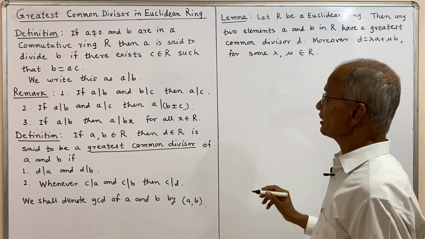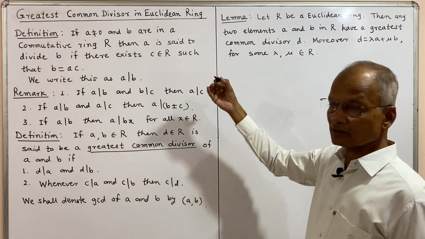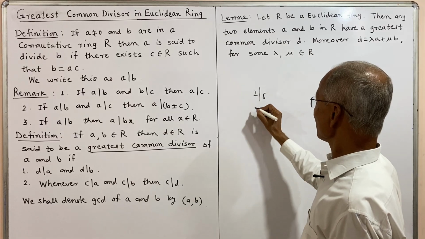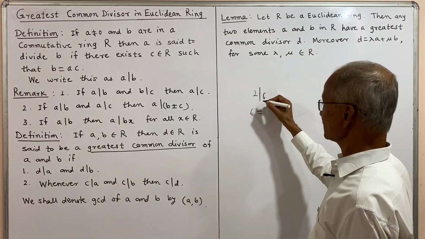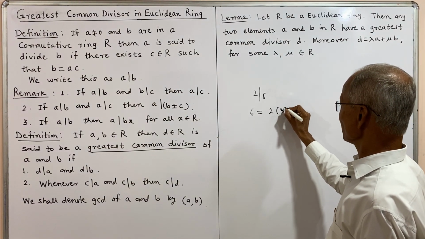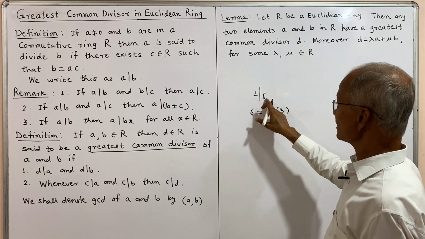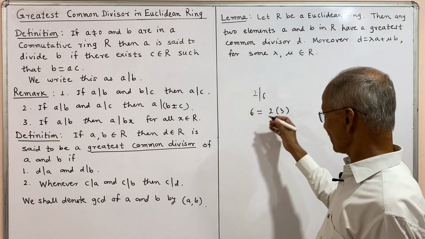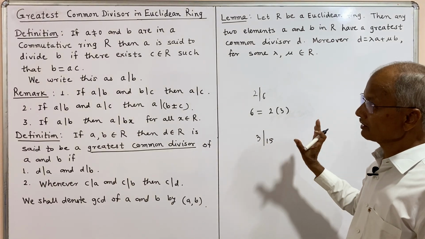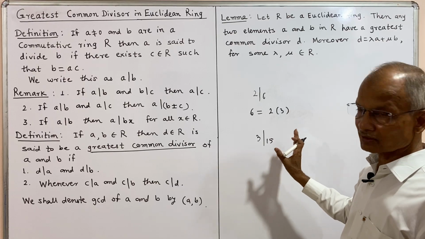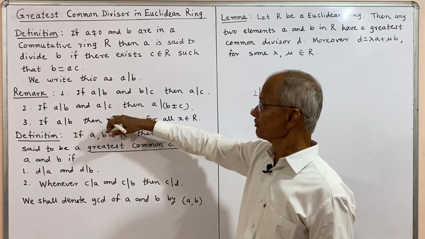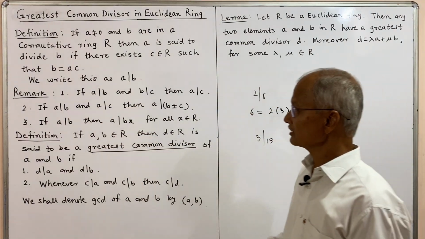For example, in number theory, in the set of integers, we can say 2 divides 6, because there exists an integer C as 3, and we can write 6 as 2 into 3. So therefore 2 is a divisor of 6. Similarly, 3 divides 15, etc. We know this relation in number theory, that means taking integers. And these are some simple results. We have written this as a remark.